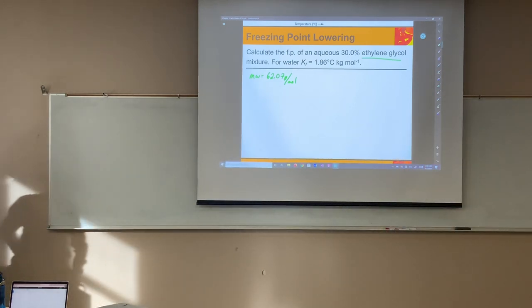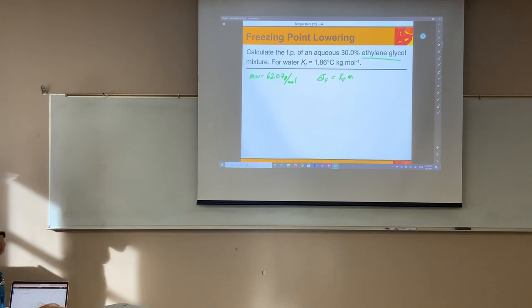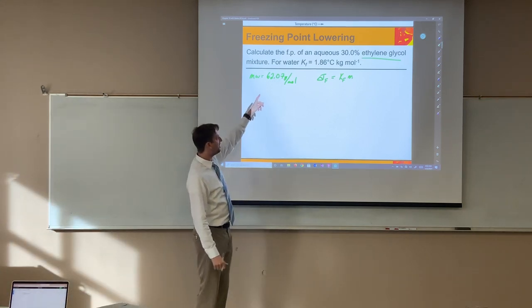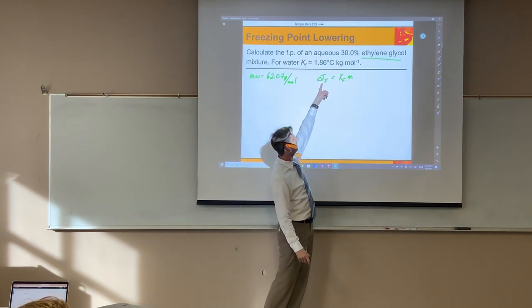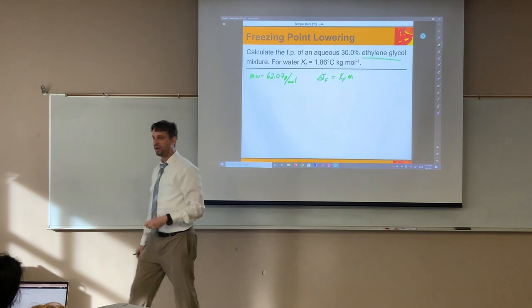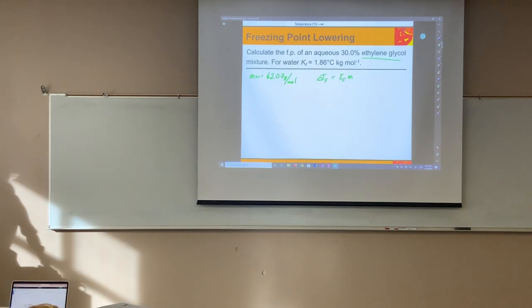Remember your kilograms. So we have delta T of our freezing point equal to the Kf times the molality, right? So we have three parts of our equation. It asks us to calculate the freezing point, so we have to calculate this. I give you information about Kf, so your job is to calculate the molality. This is very similar to an example we did earlier.